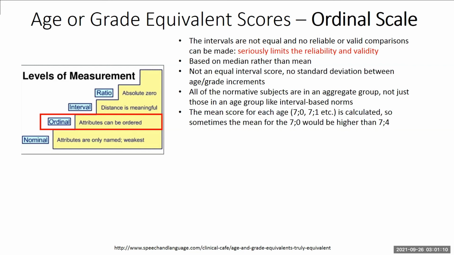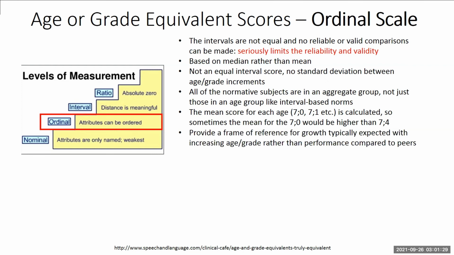Because of this, the mean score for each age, 7 years, 0 months, 7 years, 1 month, etc., is calculated. So sometimes the mean, for example, of the 7-year age equivalent would be higher than the 7.4 age equivalent. The age or grade equivalent is a frame of reference for growth typically expected with increasing age or grade rather than performance compared to peers. Because of the many limitations, these scores cannot alone be used for any interpretation or decision-making purpose.